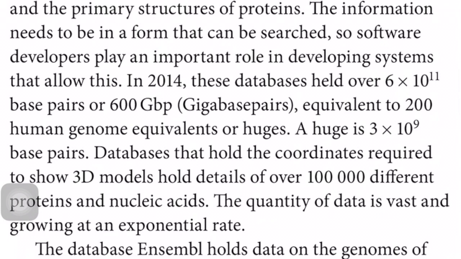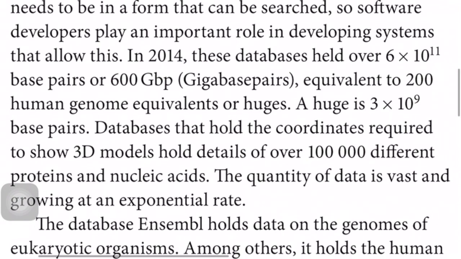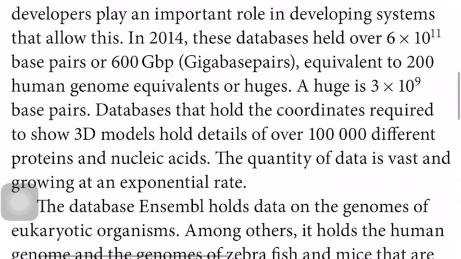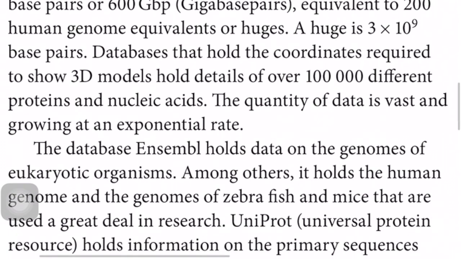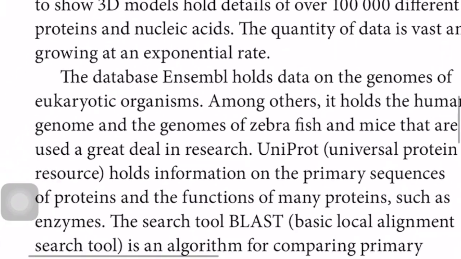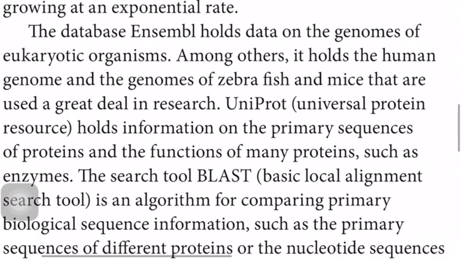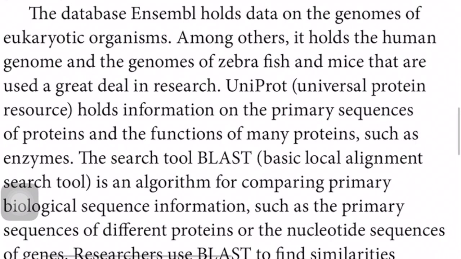In 2014, these databases held over 6 × 10^11 base pairs, or 600 Gbp, equivalent to 200 human genome equivalents, or HUGEs. A HUGE is 3 × 10^9 base pairs. The database that holds the coordinates required to show 3D models holds details of over 100,000 different proteins and nucleic acids. The quantity of data is vast and growing at an exponential rate. It's so big.